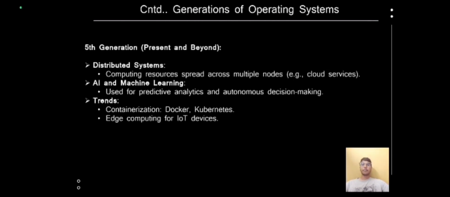The fifth generation represents the present and the future of operating systems. Modern operating systems leverage cloud computing, AI integration, and distributed computing to deliver unparalleled performance and scalability. Containerization tools like Docker and orchestration platforms like Kubernetes are transforming how applications are deployed and managed. Real-time operating systems now power IoT devices, and early research is exploring operating systems for quantum computers. Mobile operating systems like Android and iOS dominate smartphones, continuously innovating to enhance user experiences.